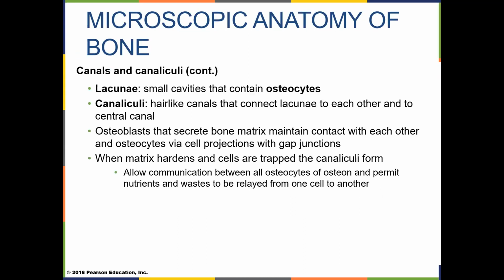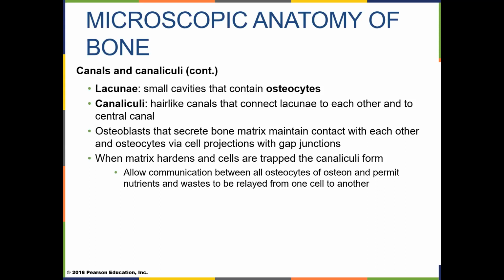Okay, so I've said this already. The lacunae are the cavities that form around the osteoblast as it's laying down matrix and gets trapped in there. As the matrix is laid down, the osteoblasts also form these tiny canals, the canaliculi, that are going to connect every osteocyte to each other and to the central canal.